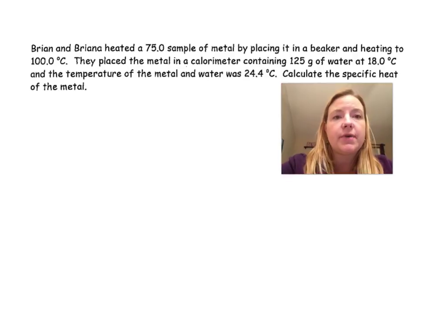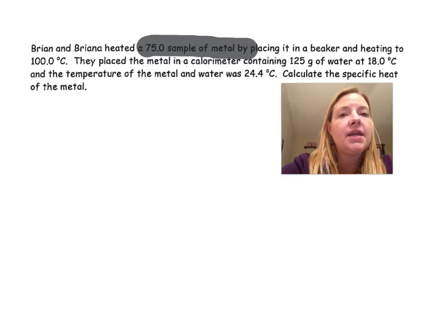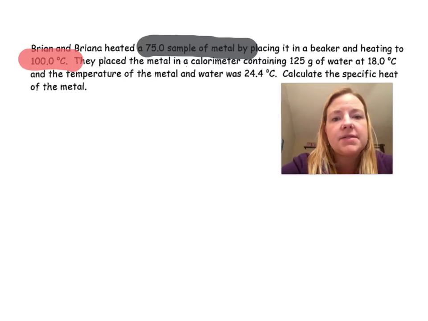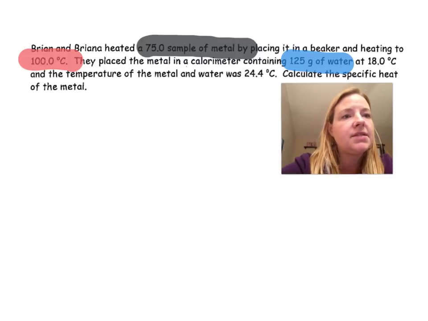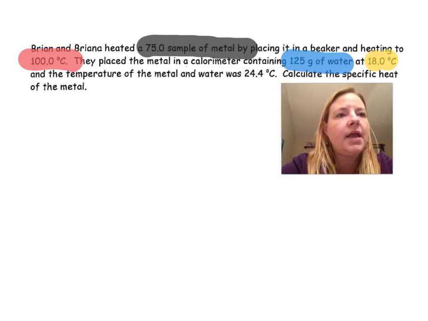So your first step is to identify all of the things that you know. We know we have a 75.0 gram sample of metal. We know that we are going to be heating it to 100 degrees Celsius. We know that the metal is being placed into 125 grams of water, and the beginning temperature of the water was 18 degrees Celsius, and at the end, the temperature of the metal and the water was 24.3 degrees Celsius.